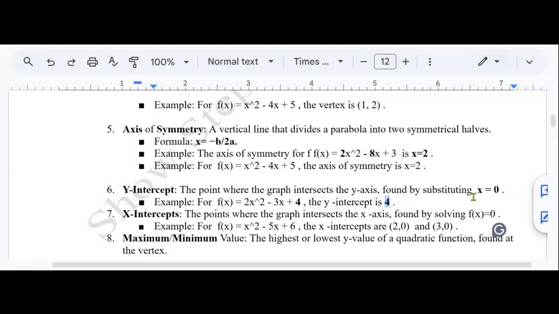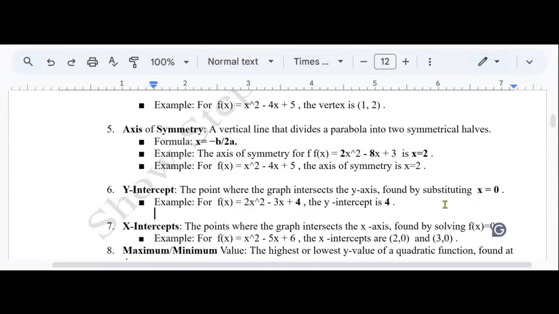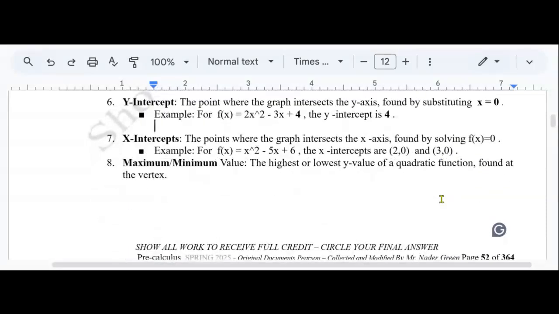So your point here is going to be what? 0 and 4. Good. Now let's go for the next one. We need the x-intercept. We're going to let y equal what? 0. So for example, I have x squared minus 5x plus 6. Let y equal 0. Then you have to do factoring.